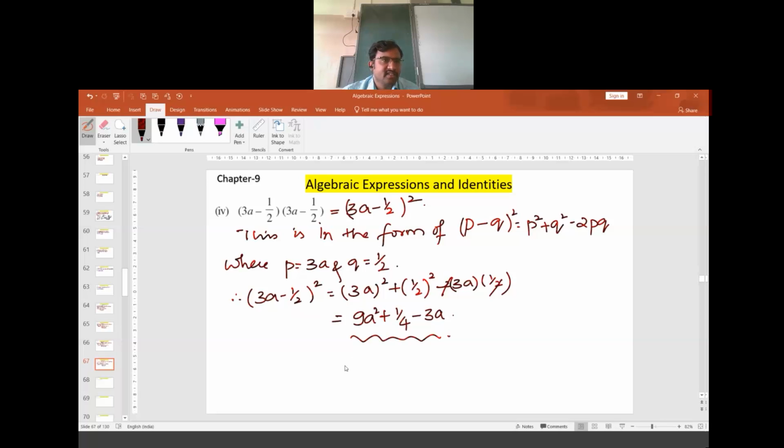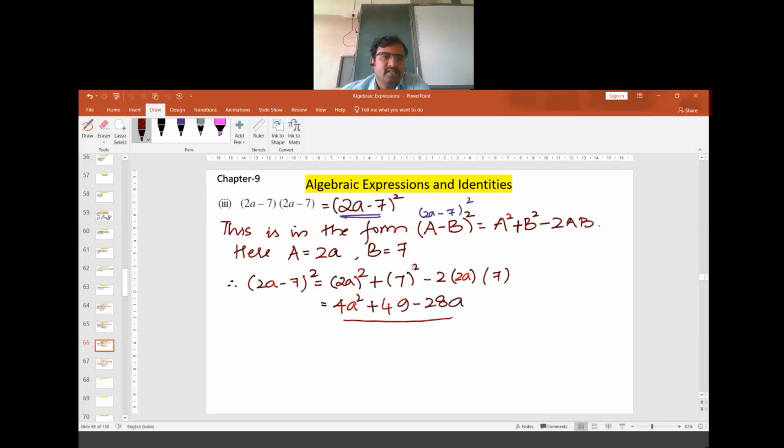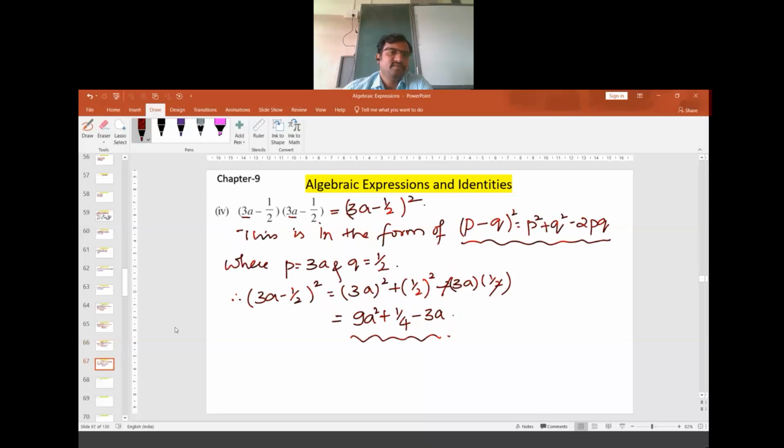Sir, variables are always used in small letters. It depends on what is given in the question. In the question they have given small letter 3a, so I have used small letter a only. Here you can use capital letter P, capital letter Q, because in the previous question you observe we have used capital A, capital B. You can change any symbol in the identity. You may not be aware of this symbol.